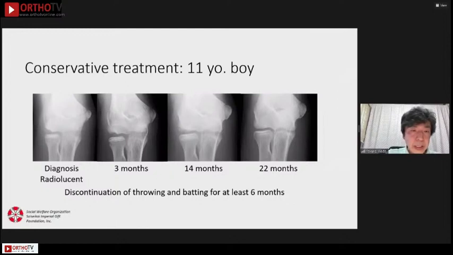This X-ray at the diagnosis shows the radiolucent phase. At 3 months, ossification occurs at the lateral face and extends to the medial face. At almost 24 months, complete healing occurs, and this boy returned to pitching.